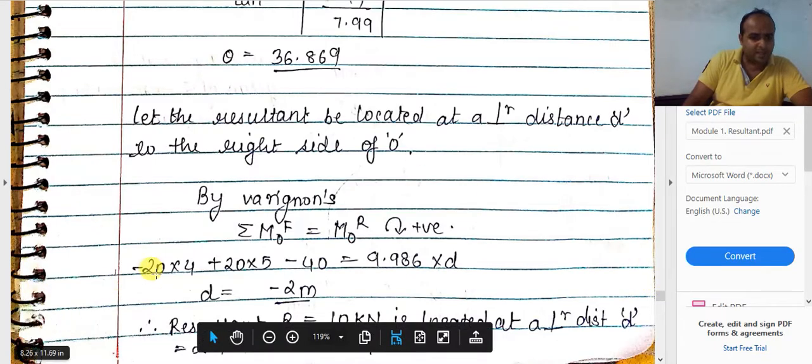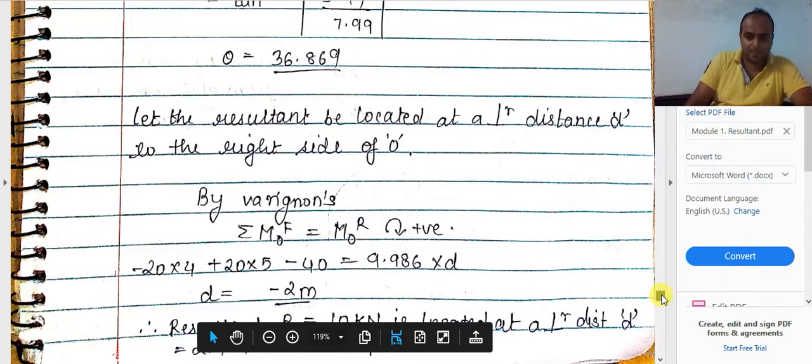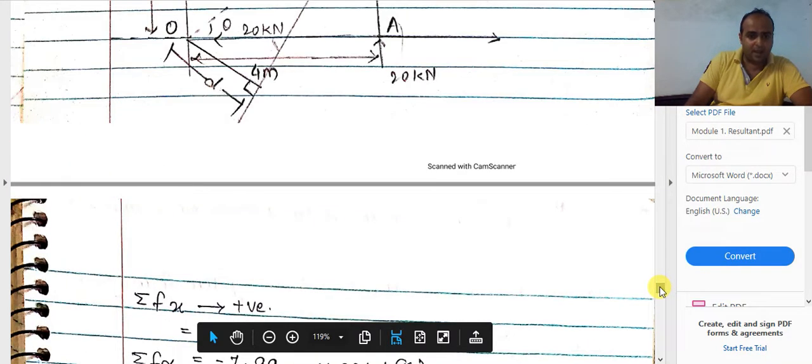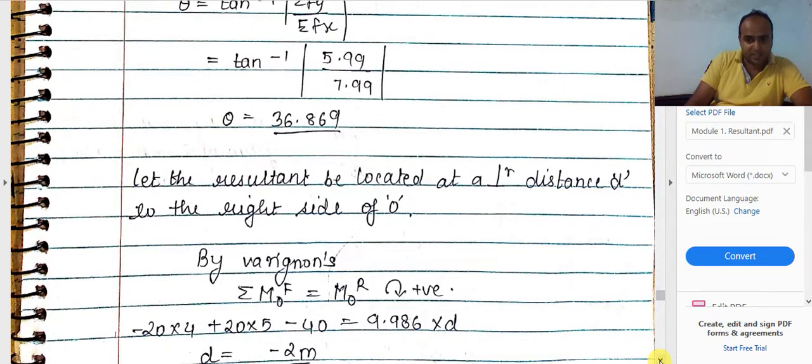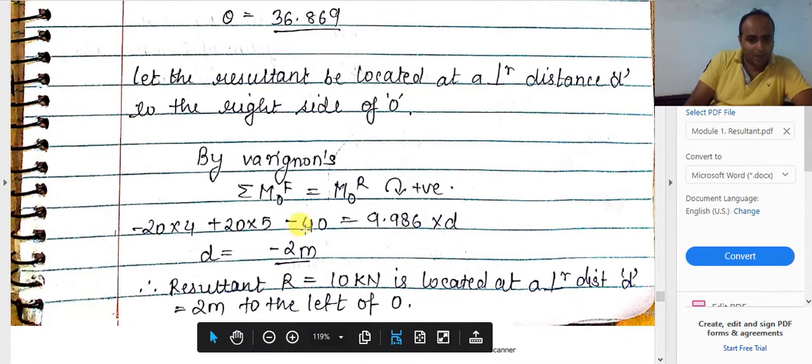Okay. So as we said, minus 20 into 4 plus 20 into 5 minus 40 is equal to 9.986 into d. Why plus 9.986? Because the resultant, with respect to O, is causing the body to rotate in clockwise sense. As you can see from the diagram, the resultant is causing the body to rotate in clockwise sense with respect to O. That is why it is taken as positive. Let us just proceed further. By doing the calculations, we get the value of d as minus 2 meters.